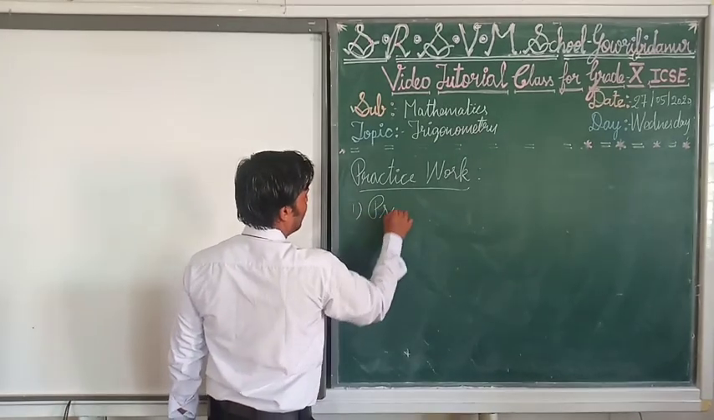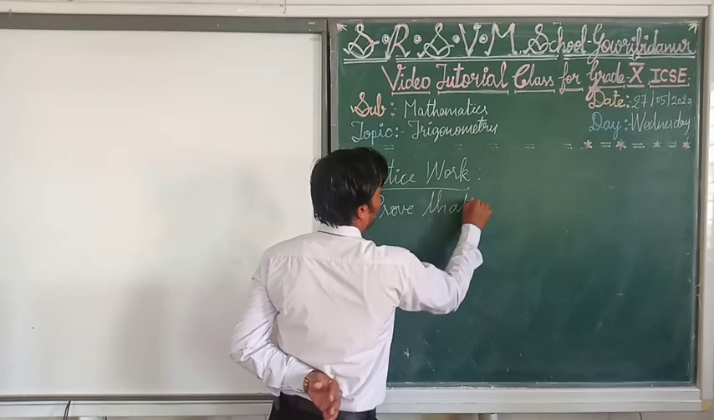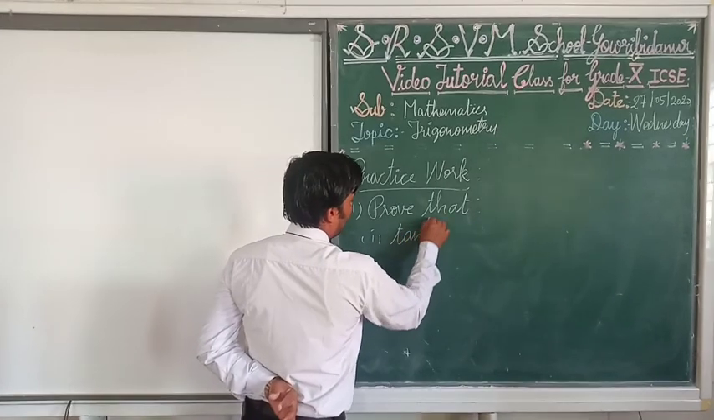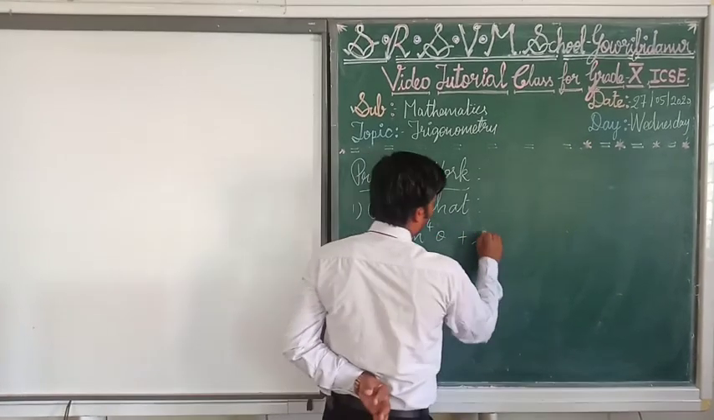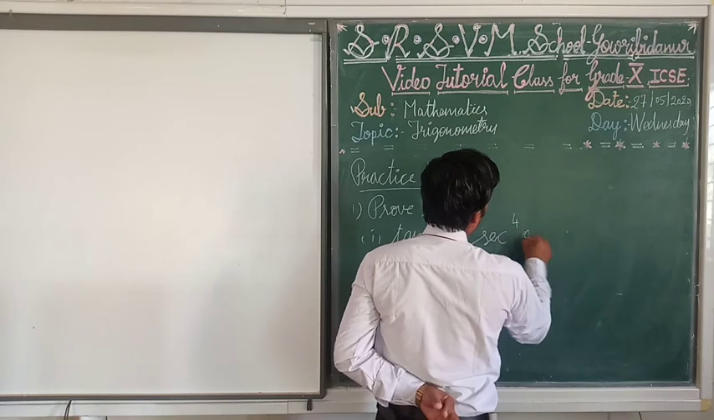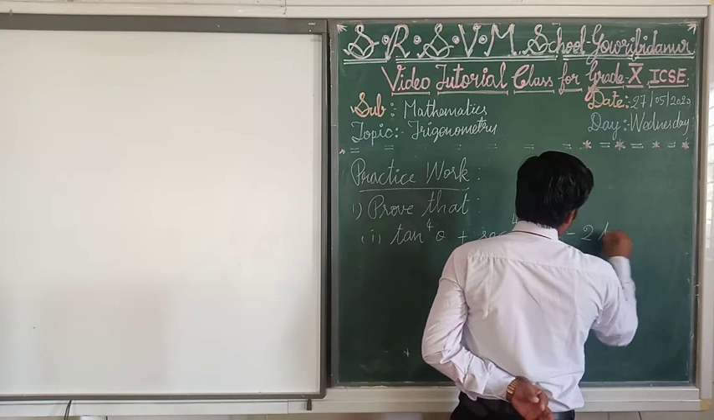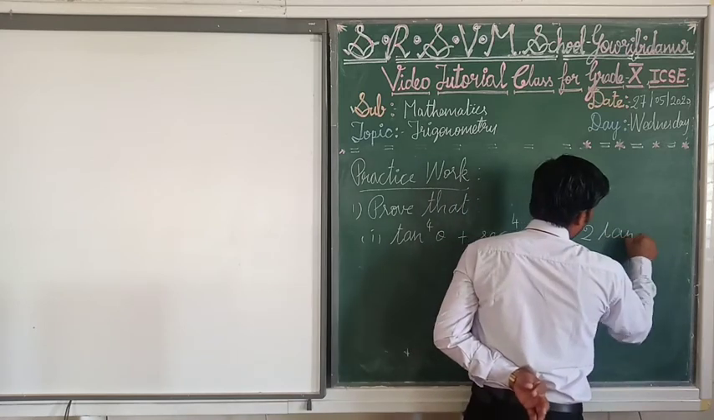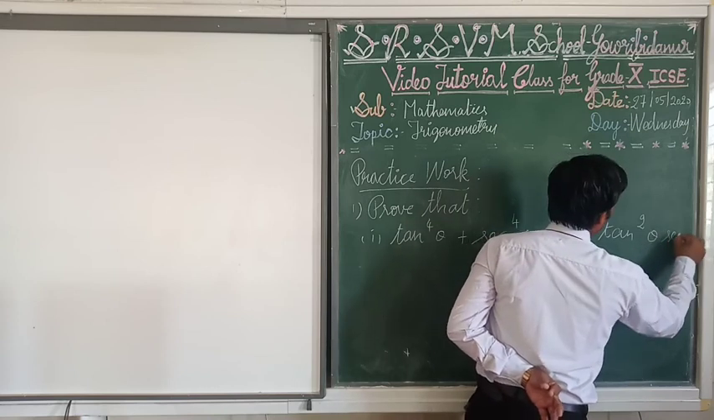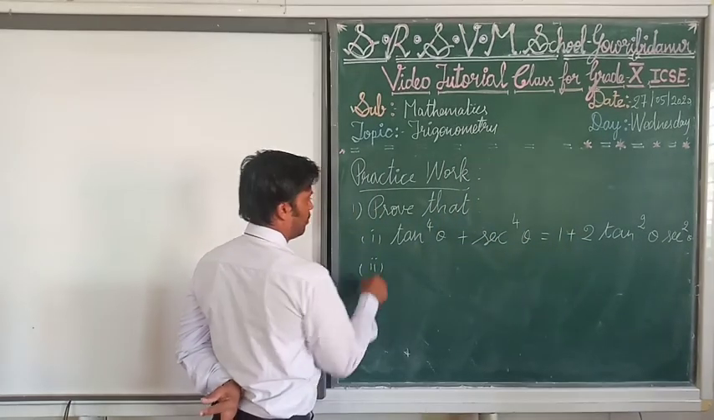First one, prove that tan power 4 theta plus secant power 4 theta is equal to 1 plus 2 tan power 2 theta into secant power 2 theta. This is sum 1.